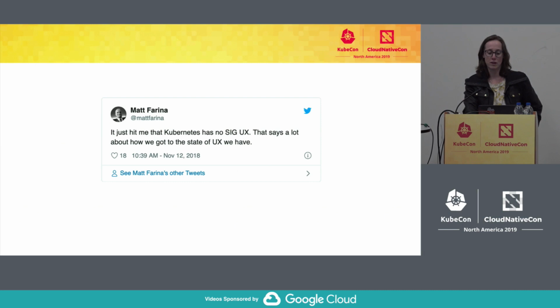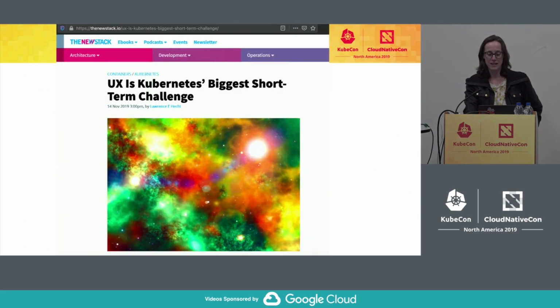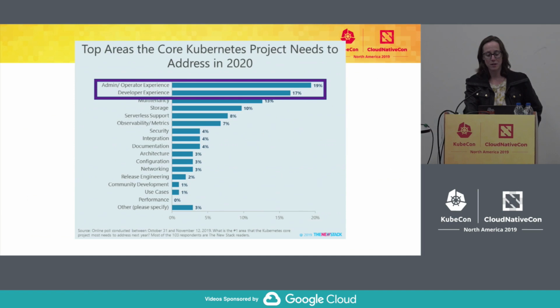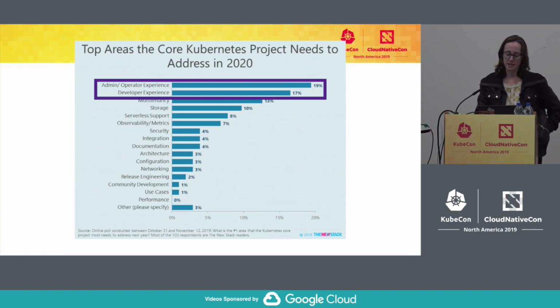We had Matt Farina, who runs SIG Apps, say, "It just hit me that Kubernetes has no SIG UX, and that says a lot about how we got to where we are as far as UX goes." And then this article is actually just from a few days ago, in bold font: "UX is Kubernetes' biggest short-term challenge." And there were a couple choice quotes in here from various people complaining about Kubernetes on Twitter. And The New Stack also did a highly scientific poll with 100 respondents that shows that admin, operator, and developer experience is one of the top areas the Kubernetes project needs to address in 2020.